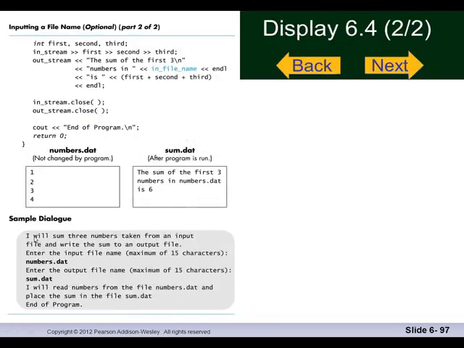So we're going to have some kind of introduction. We're going to ask for the input file. This is what the user is going to put, numbers.dat. We're going to use this one to open that file, which is going to contain this stuff. Then we're going to ask for putting the output file. They're going to say sum.dat. We're going to create a file called sum.dat. We're going to read from this, we're going to do our stuff, and we're going to write to this file. And we're going to close it.